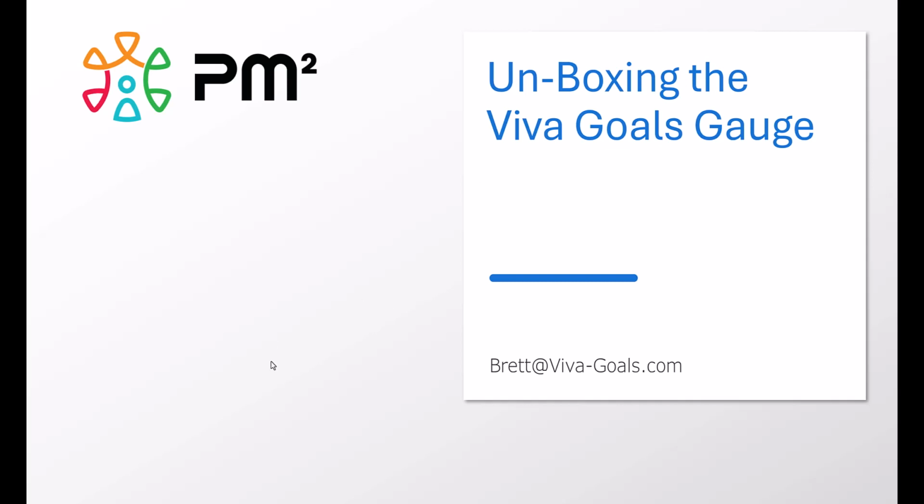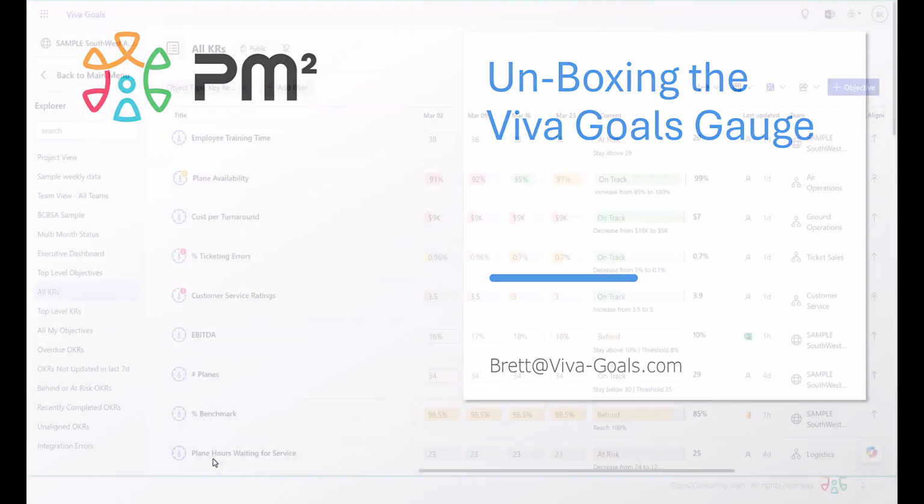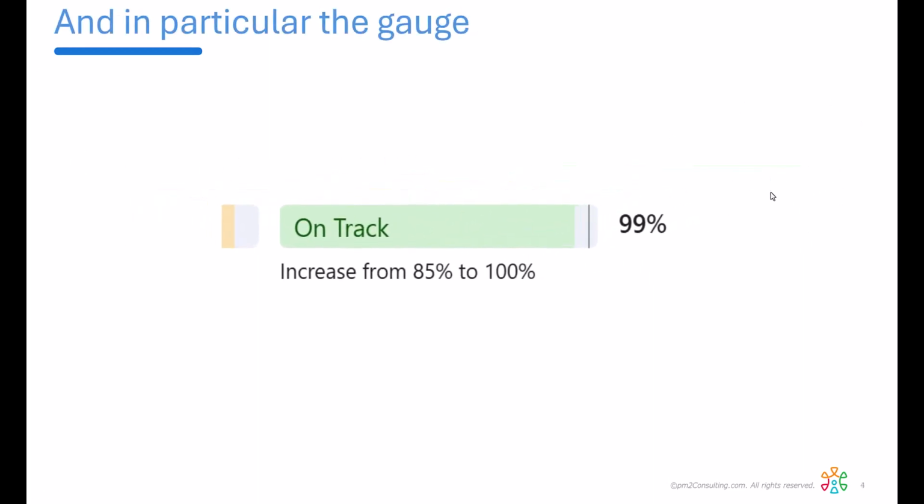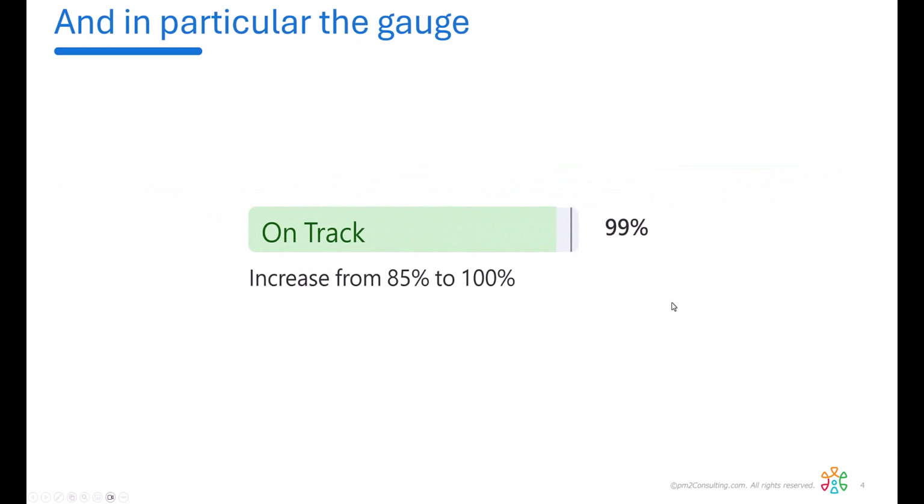First, I'm going to show you an eye chart. I apologize, but this is a Viva Goals dashboard just listing off all my KRs. And I'm doing this because we're going to drill into one of these, plane availability. In particular, we're going to talk about the gauge to begin with, then we'll come back to the rest of the screen. So within the gauge, I'm just going to unbox it.